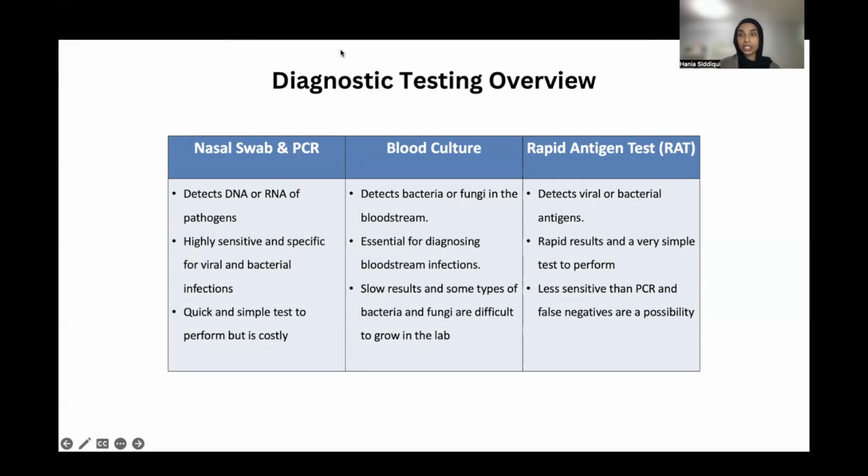So after this presentation, I hope you have a better understanding of PCR, blood culture, and rapid antigen tests and can better cater to your patient.